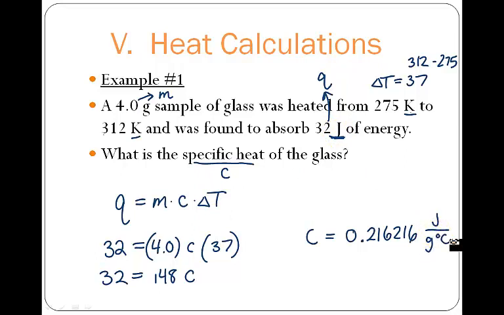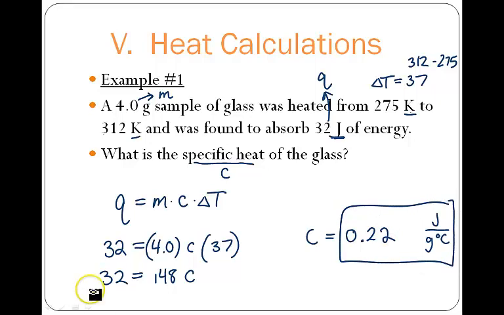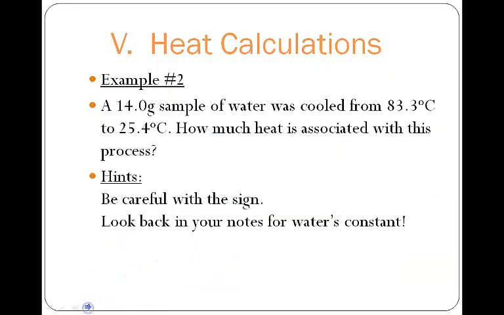And let's see, we need to do some sig figs. Our mass has 2 and our delta T has 2, so our final answer should have 2 sig figs. That 6 will make the 1 round up to a 2. So it'll be 0.22 joules per gram degree Celsius, which is a reasonable specific heat capacity. It should be 1 or less for most substances.